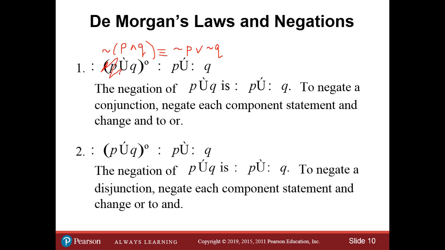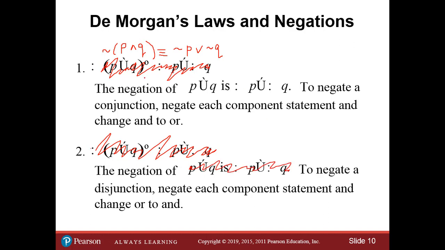Okay, so what is this saying? The negation of P and Q is equivalent to not P or not Q. So to negate a conjunction, you negate each component statement and change the and to or. And just like with the second one, to negate a disjunction, we negate each component statement and change the or to an and.